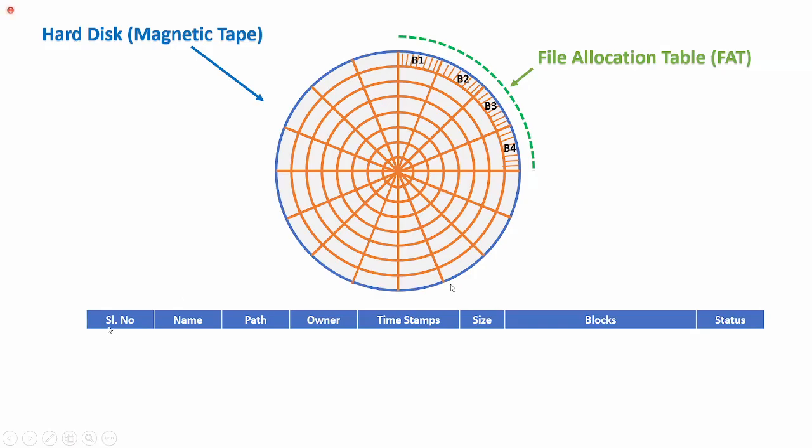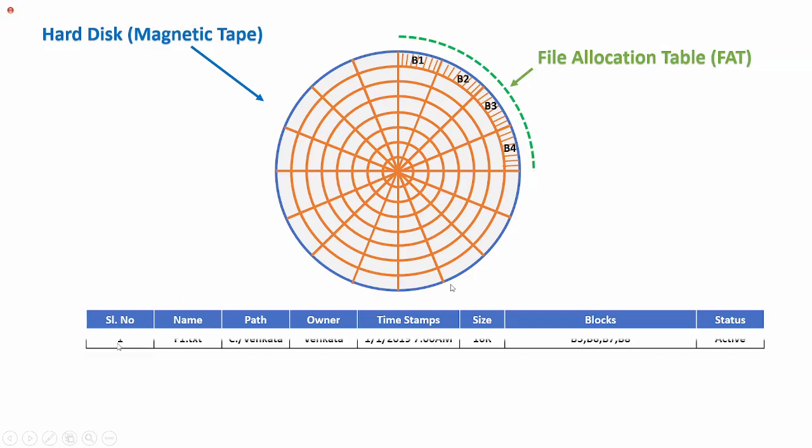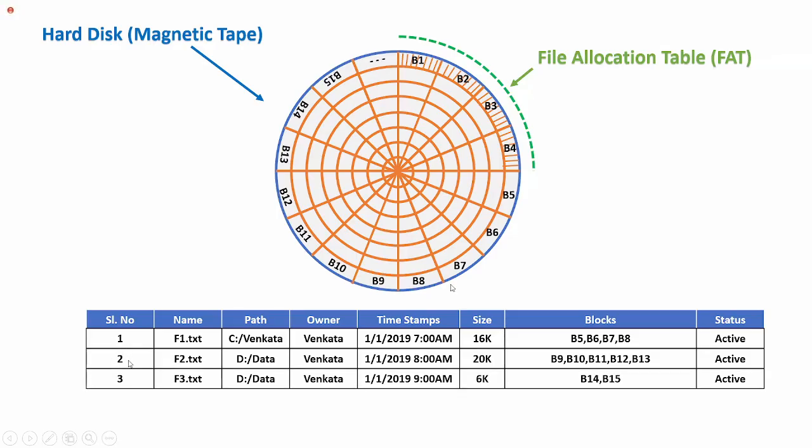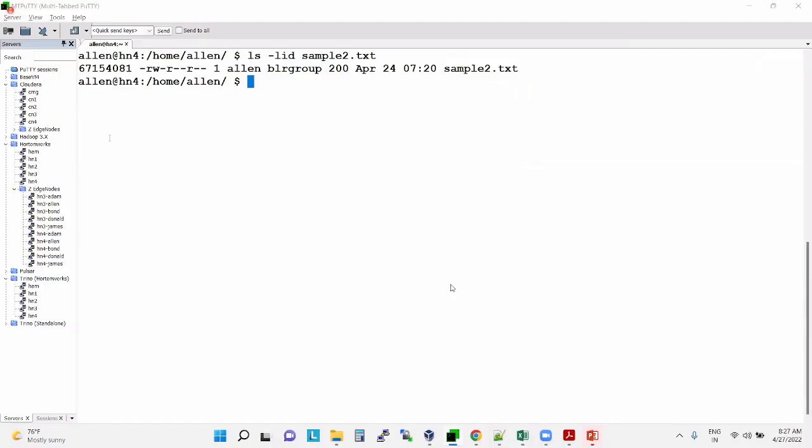Now if you see, there is something called a serial number. When there is a file here, 1, 2, 3, what is this entire line called? One inode. So in this table I have 3 files. As per the hard disk, it says I have 3 inodes. Every file will have an inode number. Whatever number you are seeing here is an inode number.